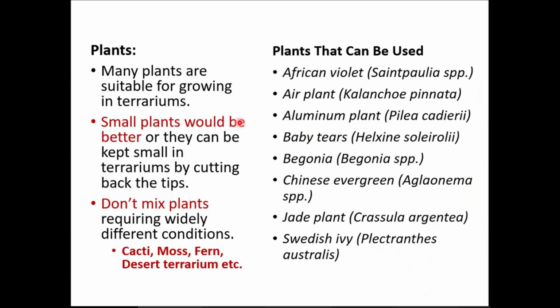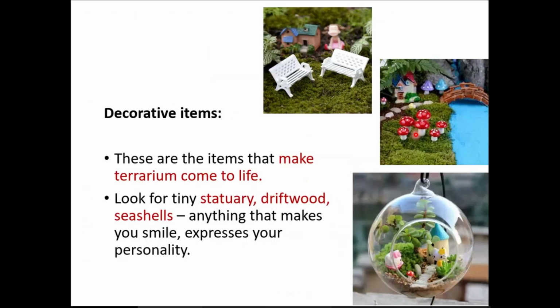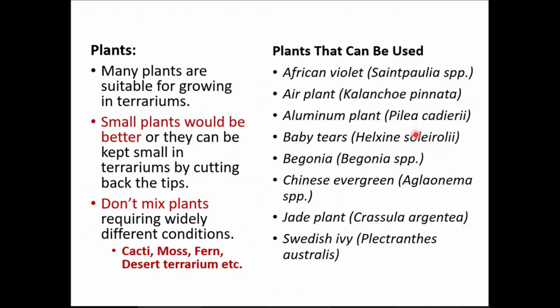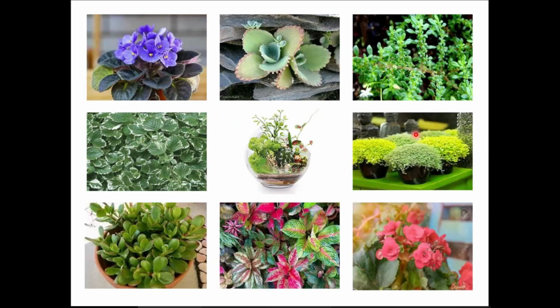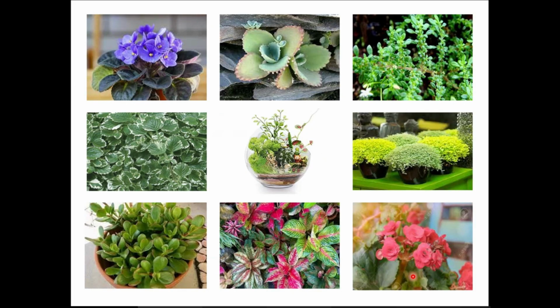African violet is the first one, and Kalanchoe, which I told you about last time, is the second one. The third one is an aluminium plant, and the fourth one is called baby tears. The fifth one is called begonia, the corner one. The sixth one is a Chinese evergreen, and the seventh one is a jade plant. And this one is a Swedish ivy.